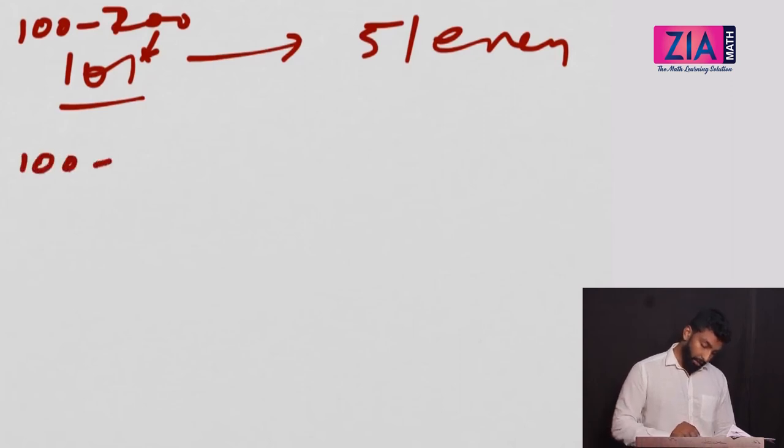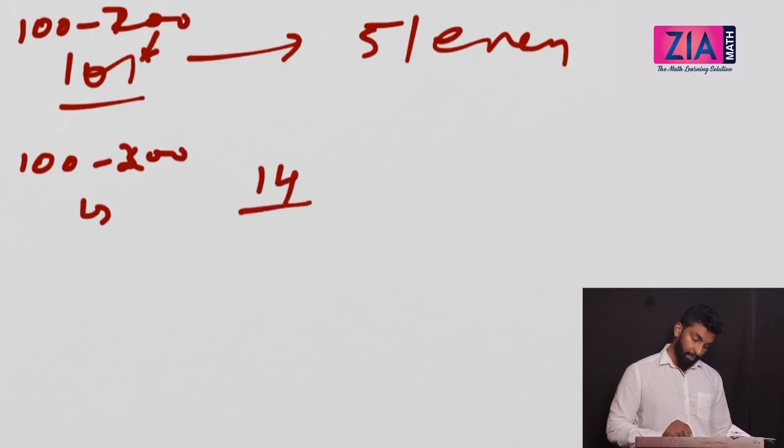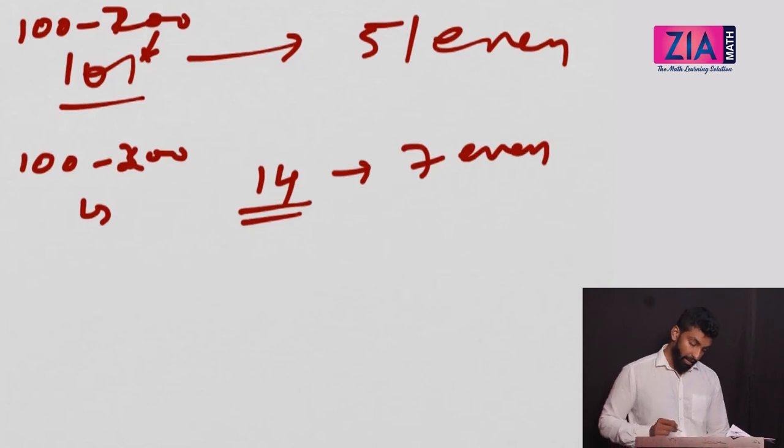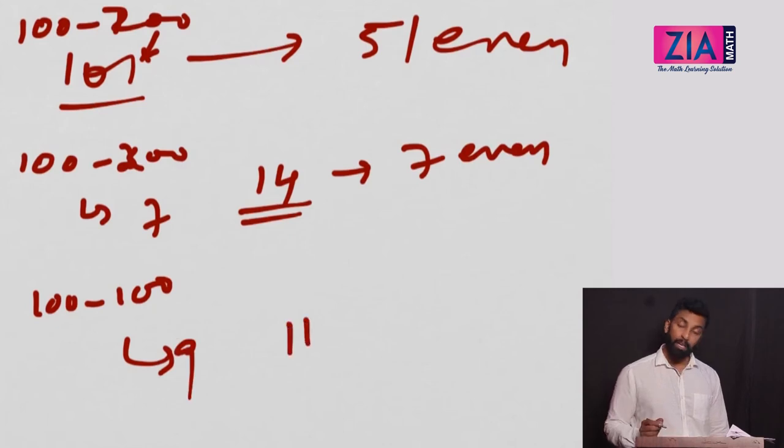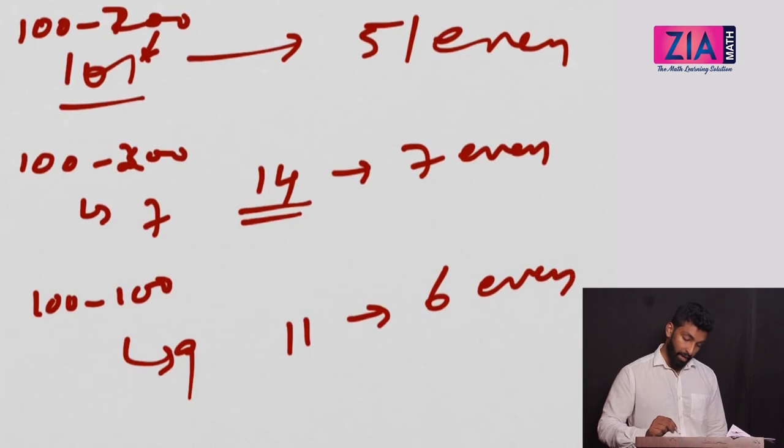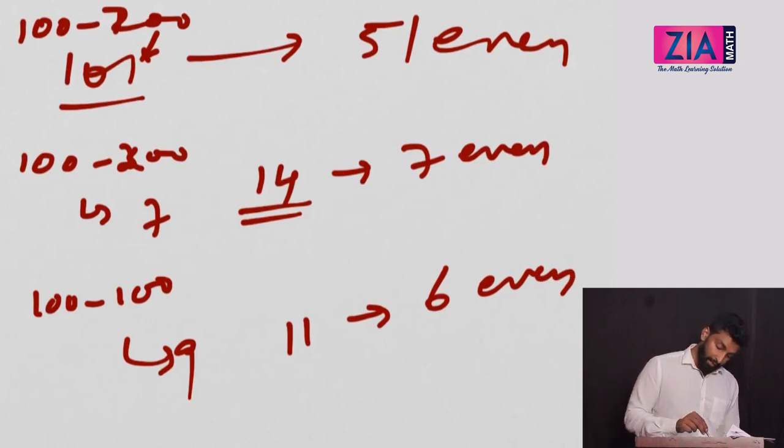Now 100 to 200, how many multiples of 7s are there? 14 multiples of 7 are there. You can see that. And out of that, 7 are even. Okay. Now between 100 to 200, how many multiples of 9 are there? 11 multiples of 9 are there, right? Out of that, 6 are even. Okay. So now it's clear, right?